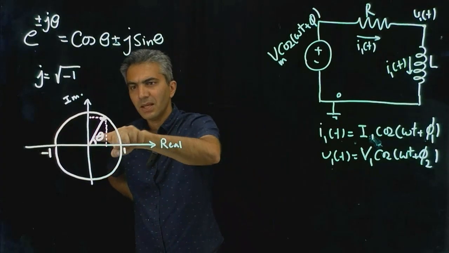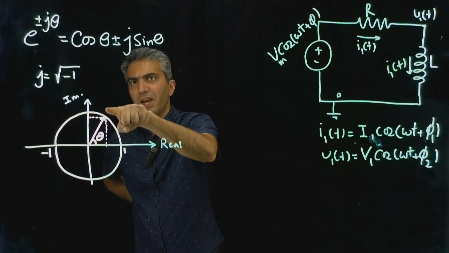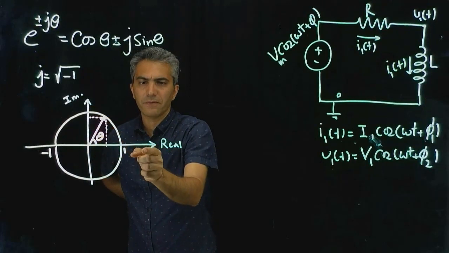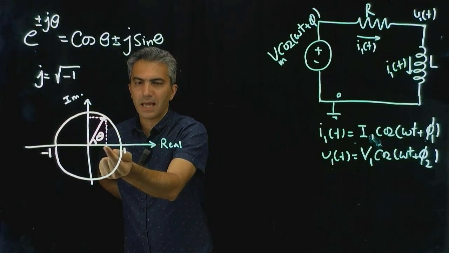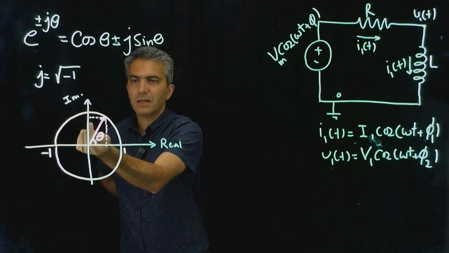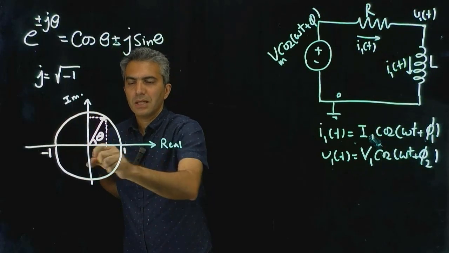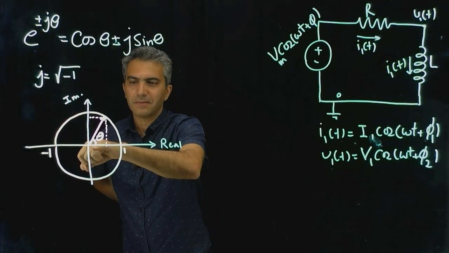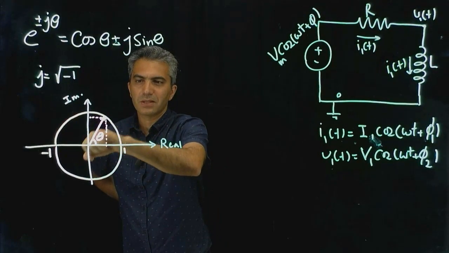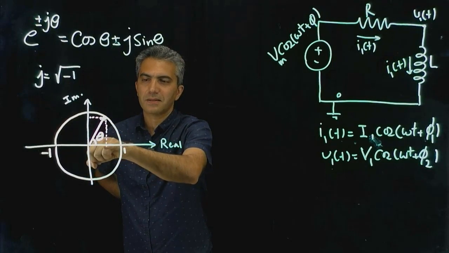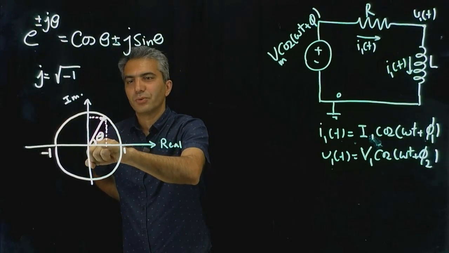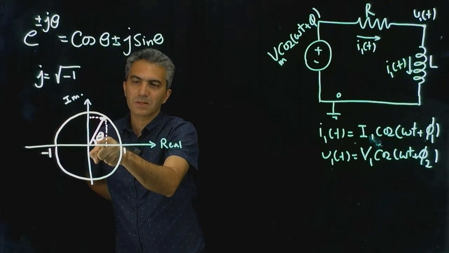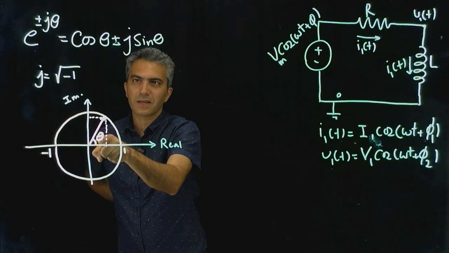Now, if you want to write this vector in the form of a vector in the x direction plus a vector in the y direction, you can clearly see that the projection of this vector on the x-axis is equal to the magnitude of this vector times the cosine of this angle.